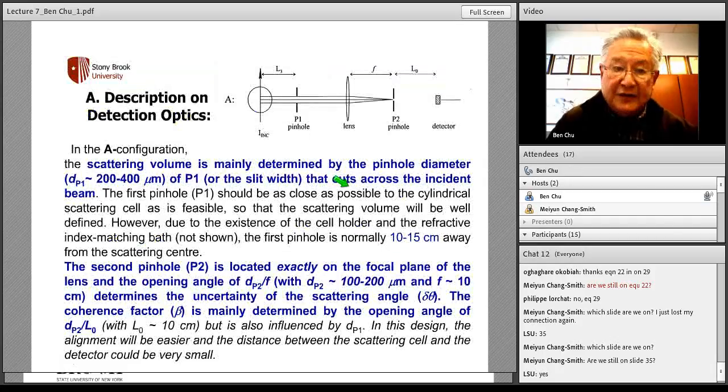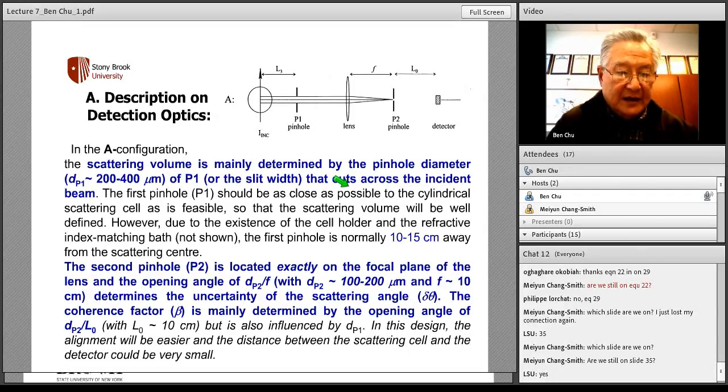So for the scattering volume, normally you would have a pinhole diameter of 200 to 400 microns, and you can use a slit, and this will also be okay, and that cuts across the incident beam. The second pinhole, P2, is located on the focal plane, and you can be slightly off that. It's very sensitive to that, and you will have to make corrections associated with this, related to the delta theta term. And the coherence is determined, as we've shown before.